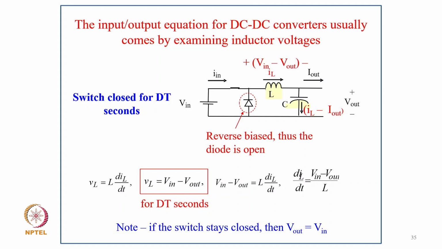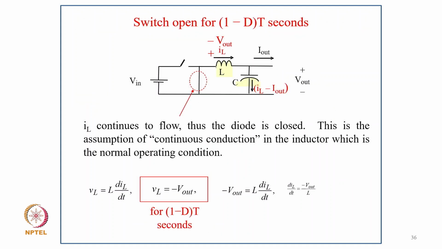It comes when the switch is on and the diode is reverse biased, so you have an inductor current. The voltage across the inductor is V in minus V out, and of course the capacitor current is IL minus I out, along with the other relations. So in that case we can say VL equal to L dIL upon dt, or VL equal to V in minus V out, for D into T seconds, where D is the duty cycle and T is the period corresponding to one long period. So V in minus V out equals L dIL upon dt, and dIL upon dt equals V in minus V out upon L.